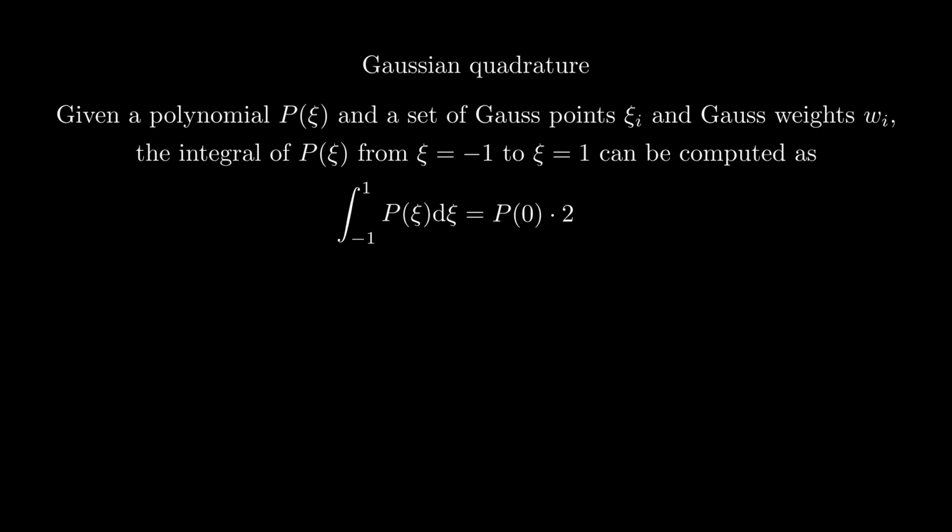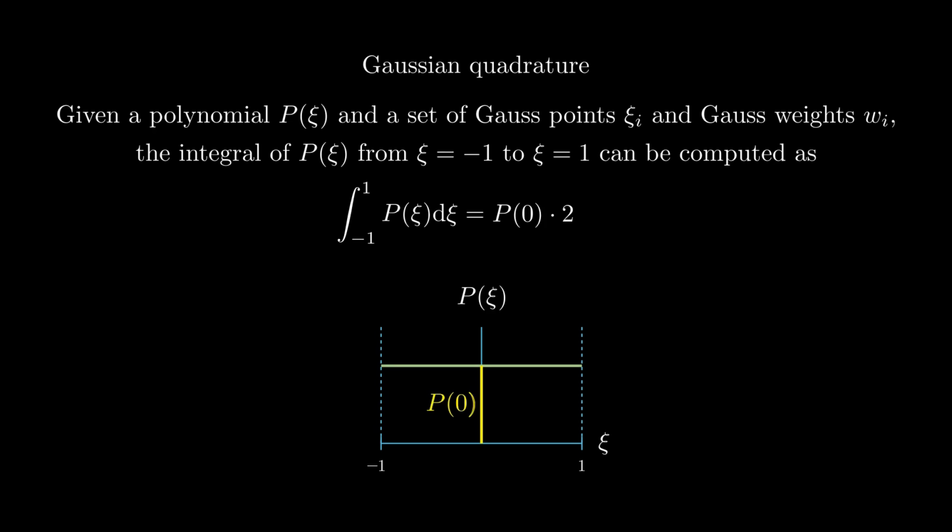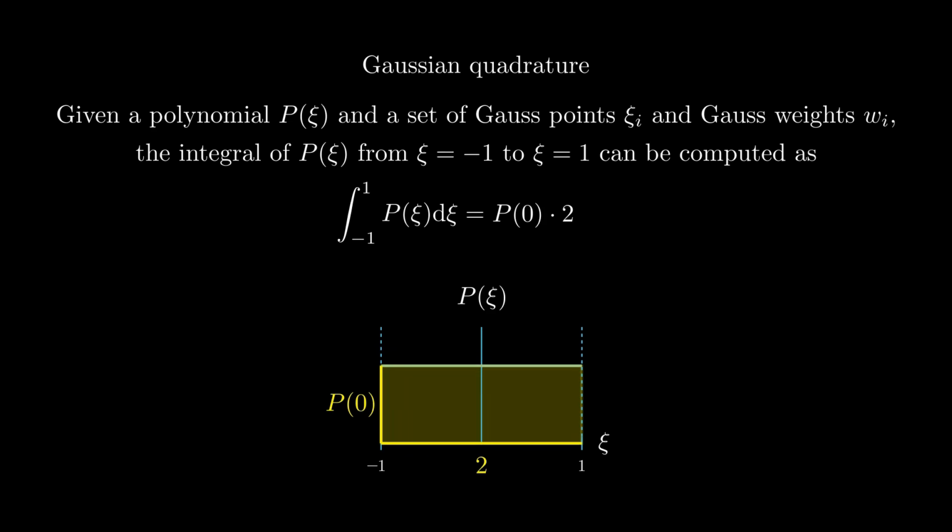This formula can be interpreted geometrically. If p of xi is constant, that is a polynomial of order 0, p of xi at xi equals 0 times 2 is equal to the area under the constant function. And the formula holds also true if p of xi is linear, that is a polynomial of order 1, because the left and right triangle shown here have the same area.